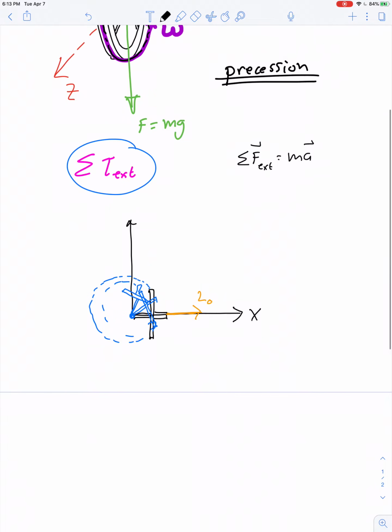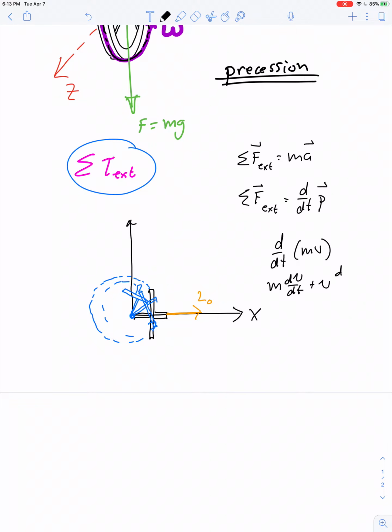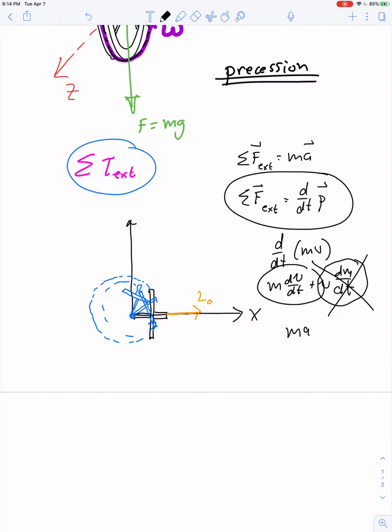But we restated that at one point during the semester as the sum of all external force is the time rate of change of linear momentum. Now keep in mind, if linear momentum is mv, this all agrees, right? We're taking the time rate of change of mass times velocity, and by the product rule, that's m dv/dt plus v dm/dt. And as long as we deal with objects that don't have any rate of change of mass, then that term goes to 0, and we're just left with m dv/dt, which is ma. So this expression for net force agrees with the first expression for net force.